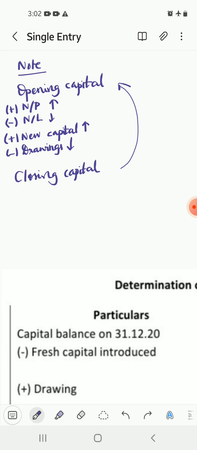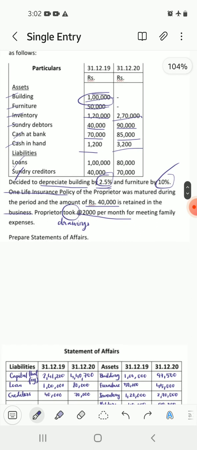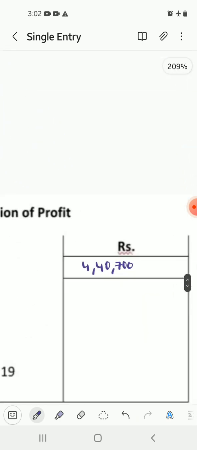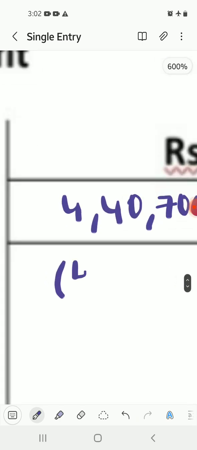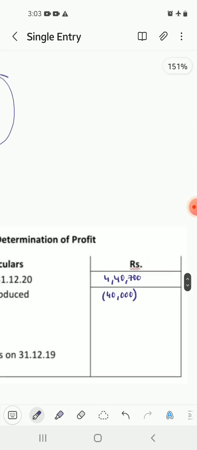So see if there is any fresh capital introduced. Directly it's not written as fresh capital in the question, but we can understand. See over here, one life insurance policy of the proprietor matured during the period and the amount of 40,000 is retained. So 40,000, which came from the proprietor's insurance policy, he has retained in the business itself and has not withdrawn it for himself. That is why 40,000 is treated as additional or fresh capital. So we need to deduct it. Always write the figures to be deducted in brackets.